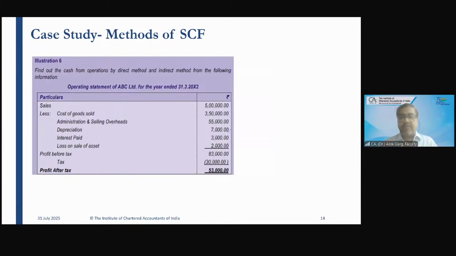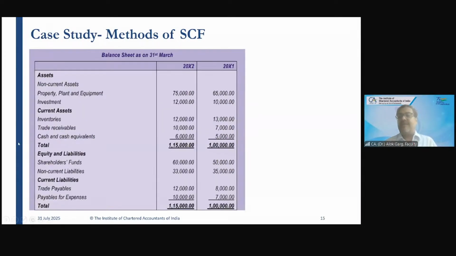Depreciation is not a cash item. Interest paid is not an operating item. Loss on sale of asset, again not a cash item. Your administrative and selling overhead is 55,000. So 55,000 is the expense.